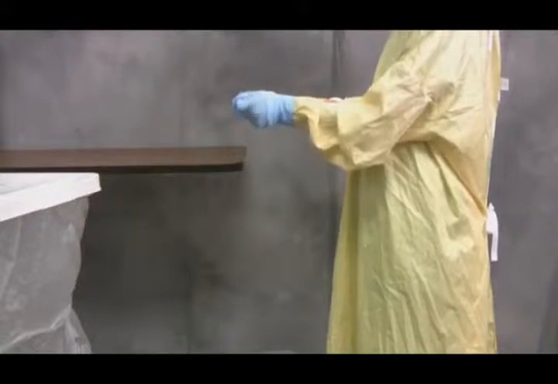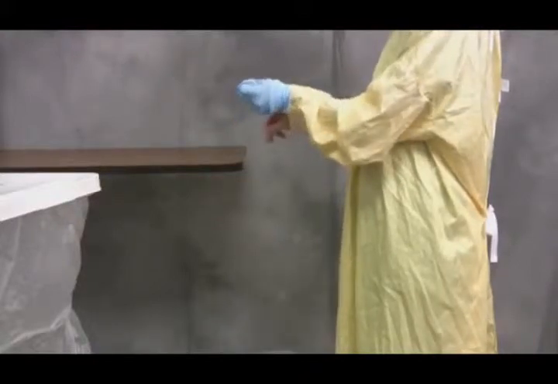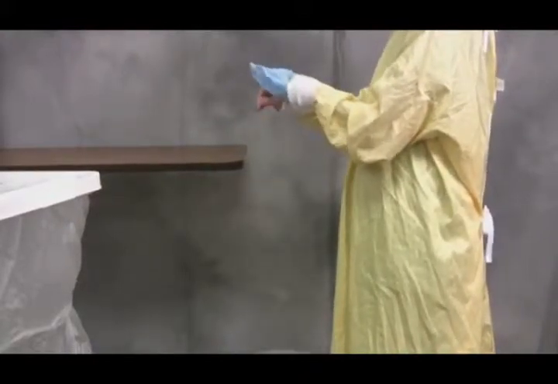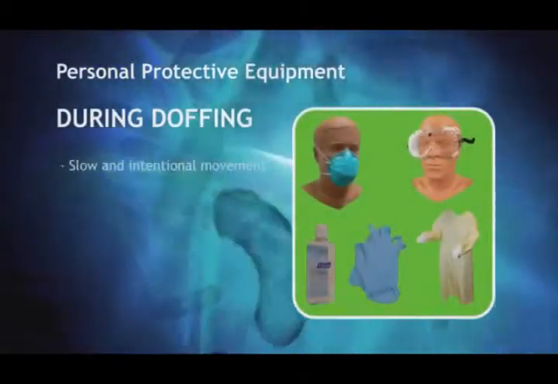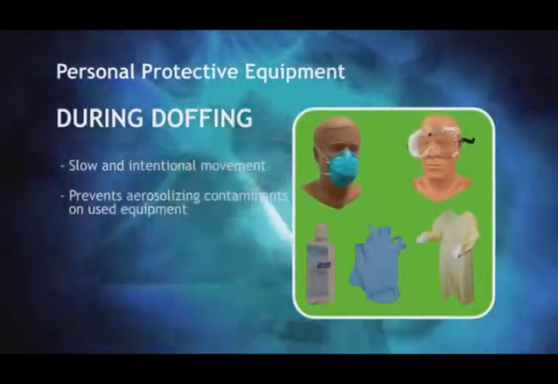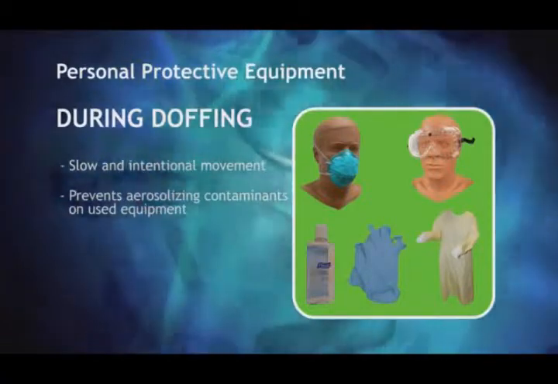Then slide a finger of the ungloved hand under the remaining glove, touching its clean side only, and gently peel the second glove off over the first glove. Discard the gloves in the trash. All movements in doffing should be slow and intentional to prevent the aerosolizing of any contaminant on the used equipment.